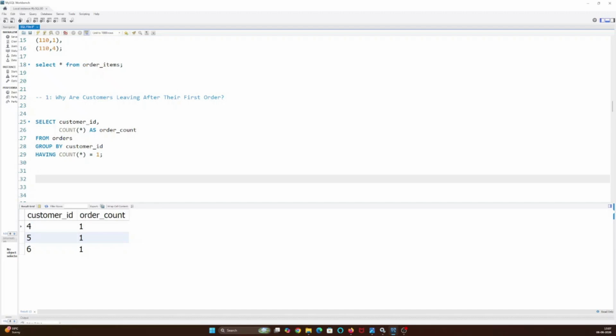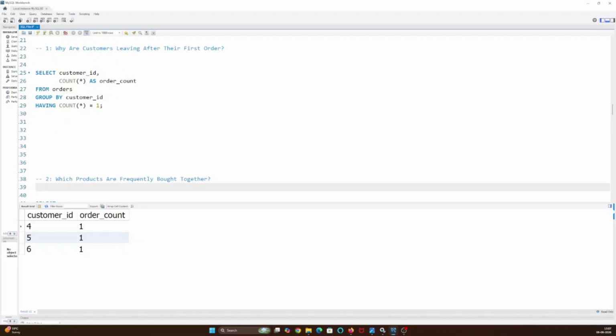Why does this matter? Acquiring a customer is expensive. Retaining a customer is usually much cheaper. If we can identify one-time buyers, we can send targeted offers, run retention campaigns, and improve customer lifetime value. This simple query can directly influence company revenue.